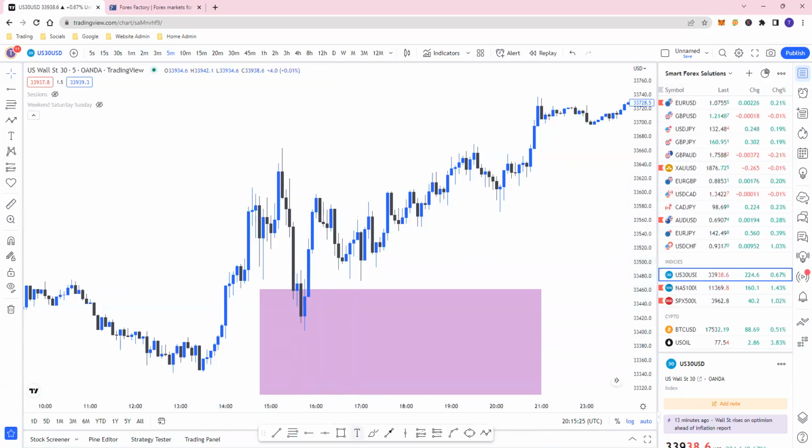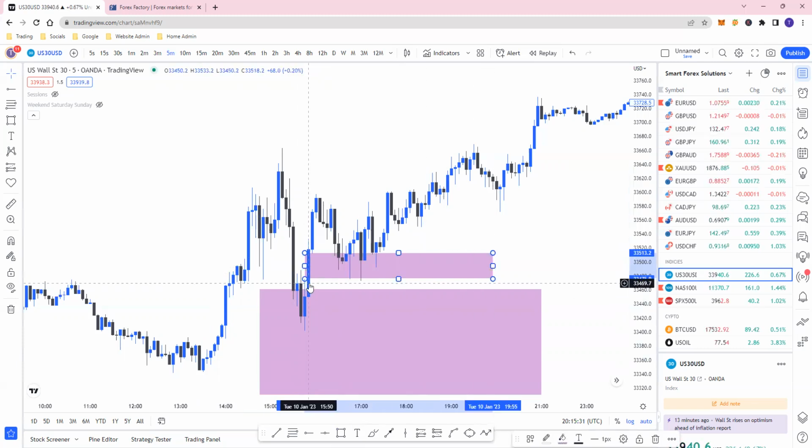Not ideal time, because we don't really want to be trading that much later in the day, but you could have got in on this imbalance. You wouldn't have got the entry unless you tapped in early. But that there is a really, really nice entry.